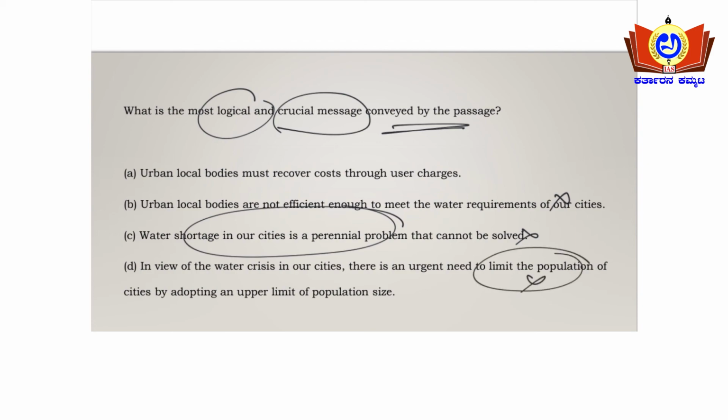So urban local bodies must recover cost through user charges. This may be the possible crucial message the passage needs to convey. What the passage is conveying is there is a huge financial crunch which needs to be financed so that the urban local bodies can build up better infrastructure so that we get the water efficiently. So option A is the most probable right answer here. Moving on to the next question.